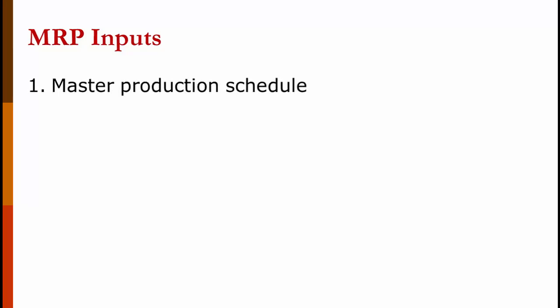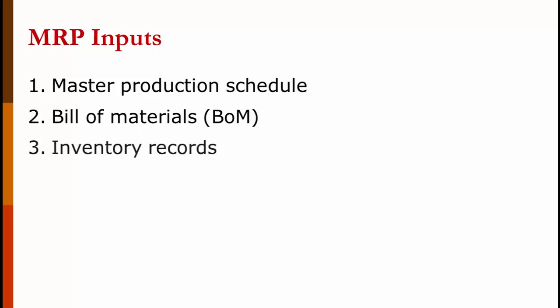There are three major inputs to MRP. One, the master production schedule. This is the schedule of independent demand items that you're going to produce and when you're going to produce them. Two, the bill of material, what it takes to make your independent demand items. And three, your inventory records. We'll talk more in detail about each one of these.